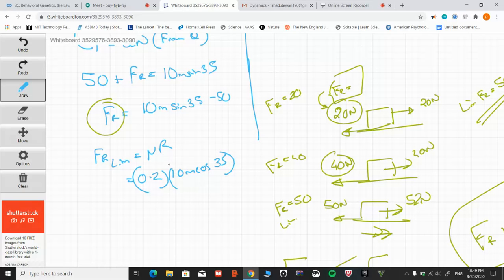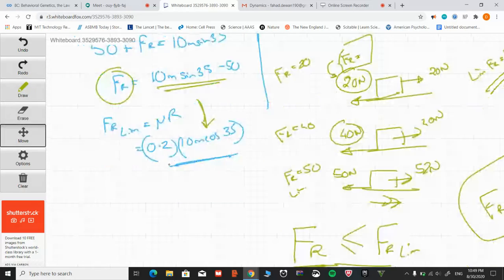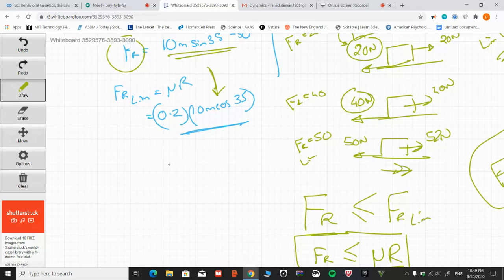So this is my limiting value, but I am not certain whether this friction has actually reached my limiting value. So that uncertainty I'm going to present in this manner. The friction I calculated could be less than, but could also be equal to the limiting friction.